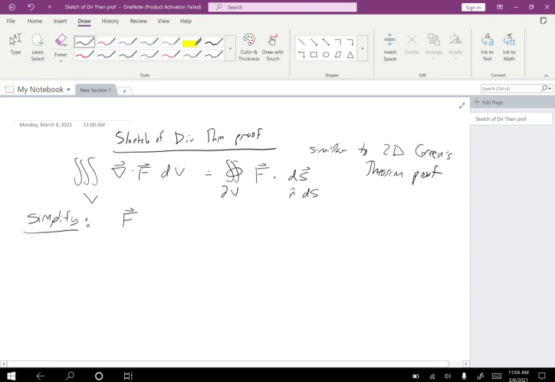So here's what you do to do proofs like this: you simplify. You take general F's that look like P, Q, R, and you simplify to P, 0, 0. You set everything to 0 except for one component. And that's the first simplification.